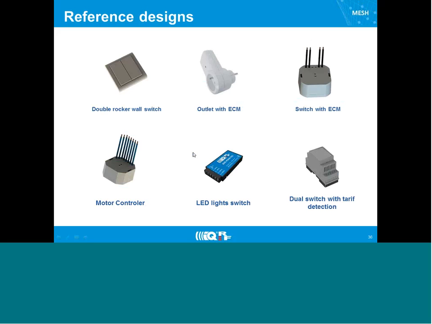Then we have an LED light switch. This is exactly what I used to switch on the lamp. So basically, if you've got an LED lamp, you just cut the cable, you connect this device, and you control the light. You control the light wirelessly immediately.